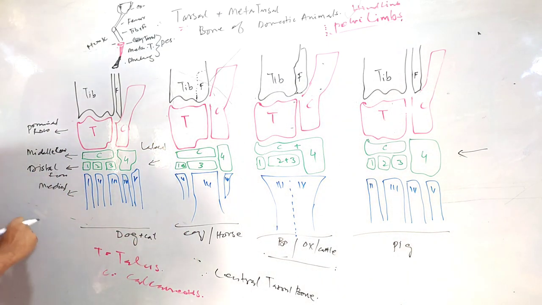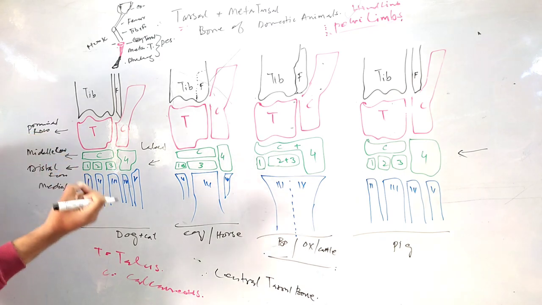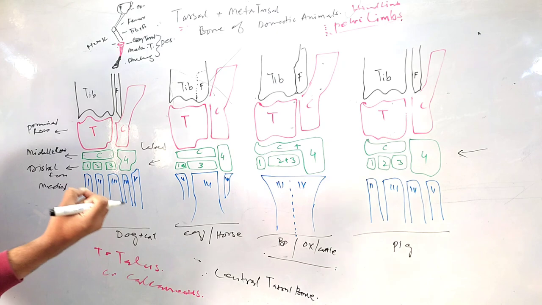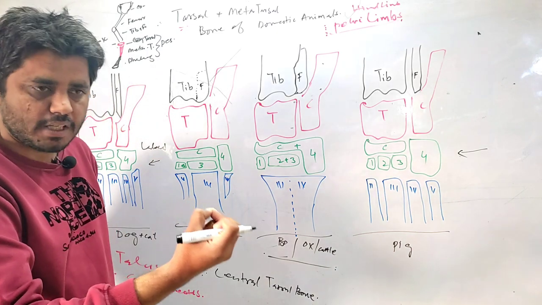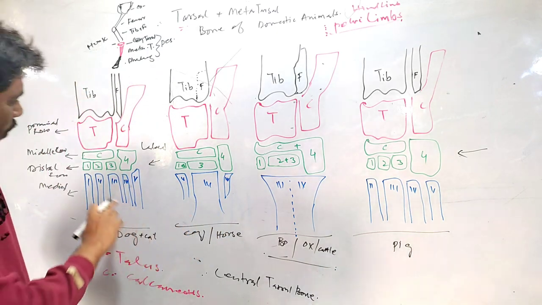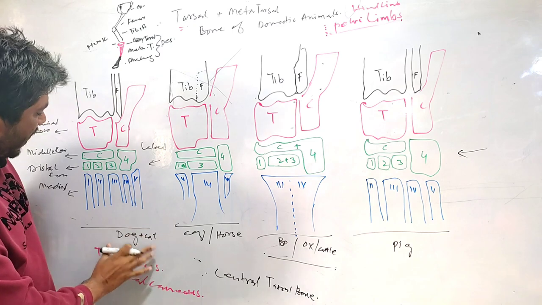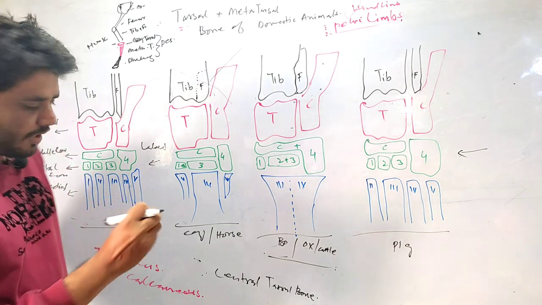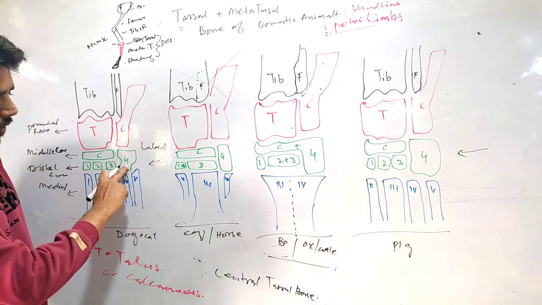Look at the third row. In the third row, we have four bones: first tarsal bone, second tarsal bone, third tarsal bone, and fourth tarsal bone. Clear? So look here. In the case of dog, we have all four bones: first, second, third, and fourth.